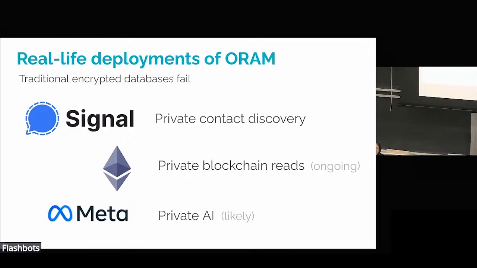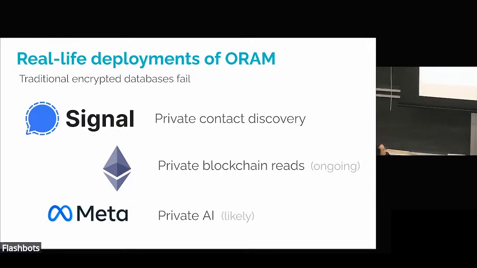Ethereum wants to use it to enable private blockchain reads. And actually, yesterday I was on a call with Ethereum Foundation, and we are very excited to collaborate with Ethereum to help them make this happen. And Meta has also implemented ORAM, and I think likely they're using it for private AI, like maybe to analyze data collected from WhatsApp. But I don't know about this detail. It's an educated guess. I think they're being a little bit secretive about exactly what it's being used for.